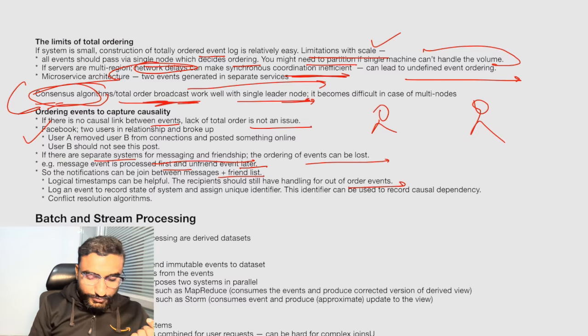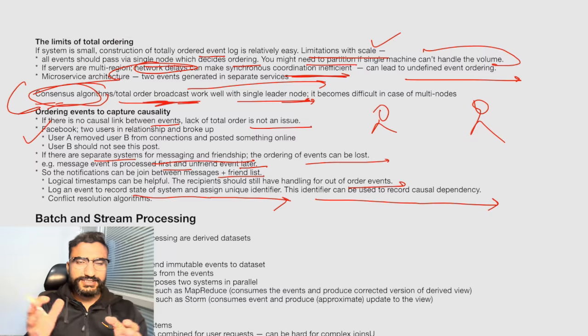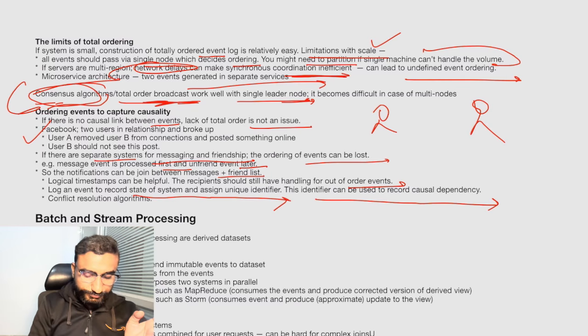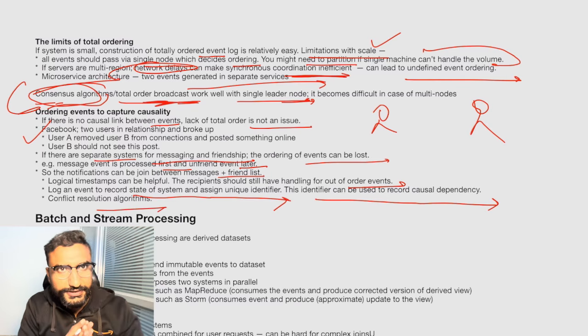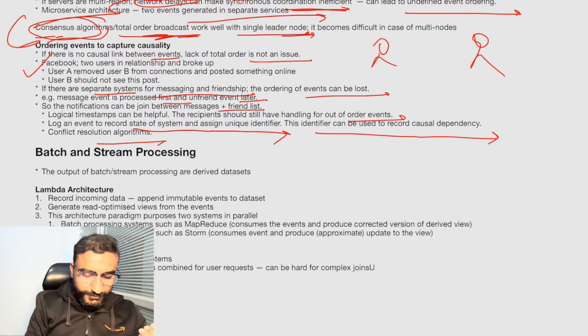You can log an event to record the state of the system and assign a unique identifier. This identifier can be used to record causal dependency, that is, the dependency between those two events which are happening. And you can definitely have conflict resolution algorithms to handle these kinds of scenarios.